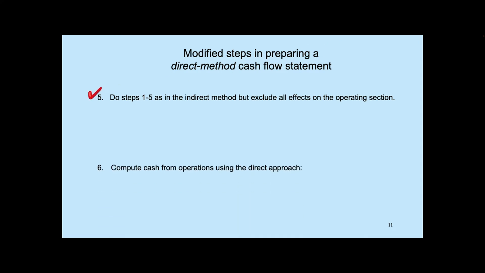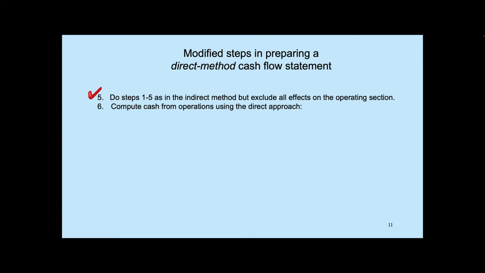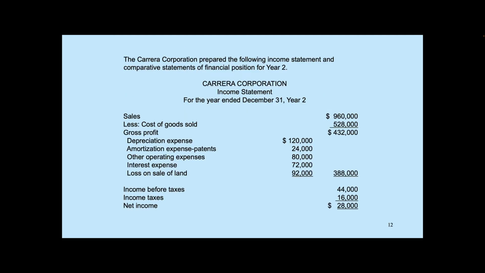We'll check that off. Number 6 says we're going to compute cash from operations using the direct approach, and we're going to do that first by crossing off all non-cash and non-operating items on the income statement. So let's go take a look at that income statement. Non-cash items, depreciation expense, amortization expense, and non-operating, well, that loss on sale of land, that's non-operating. And so we're going to exclude that.